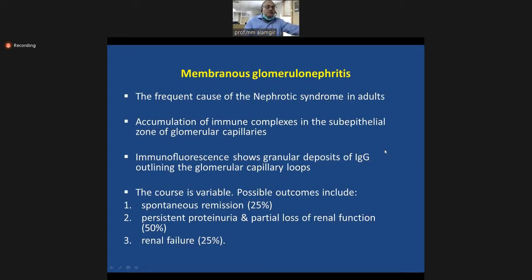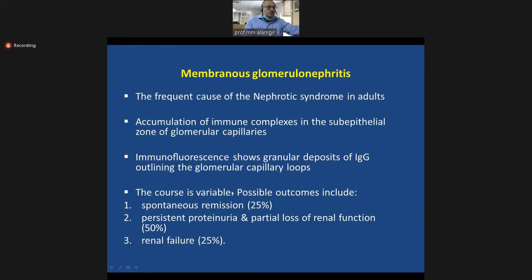You may recall membranous glomerulonephritis and focal segmental glomerulosclerosis are the two main glomerular diseases which may cause nephrotic syndrome in adults. So it is a frequent cause of nephrotic syndrome in adults. Accumulation of immune complexes is usually confined to the subepithelial zone of glomerular capillaries, and the pattern is a granular one. Immunofluorescence shows granular deposits of IgG outlining the glomerular capillary loops, as we saw in the case scenario.